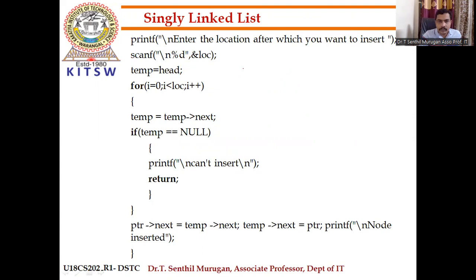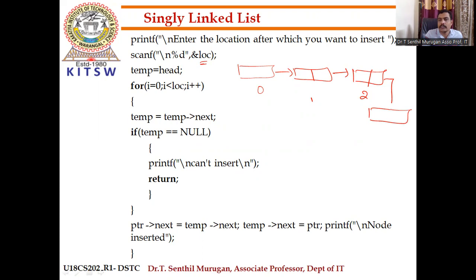Next, which location do you want to assign? The first node has the 0th location, the head node. Then the remaining ones are the first location, second location, and like that it goes to the third location, and the last node may be the fourth location. If you want to insert my node at the third position, I have to move up to 3, so from 0 to 3 it will move.